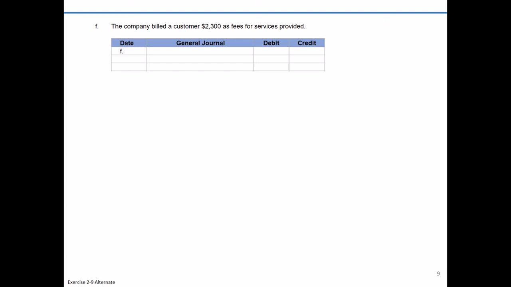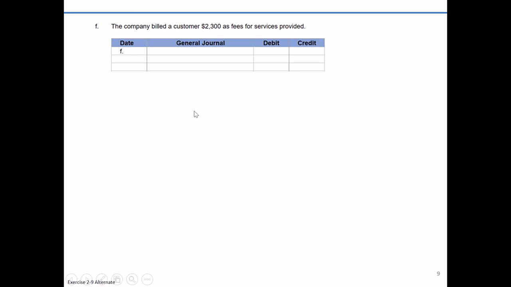Now we're not getting cash, so your question might be, well, do I hold off recording the transaction because I didn't get cash? No. Revenue recognition, an important core principle of our financial accounting, says we need to record the revenue whenever we earn it. So when we've gone out and done whatever service this is, we need to record the revenue.